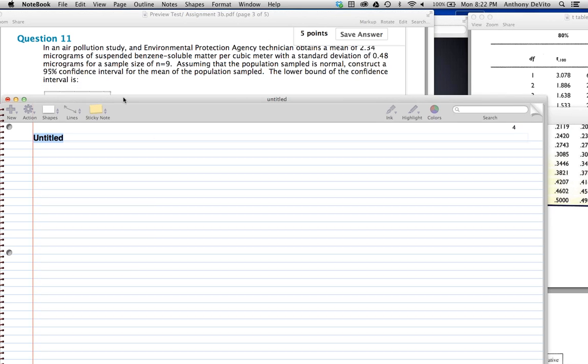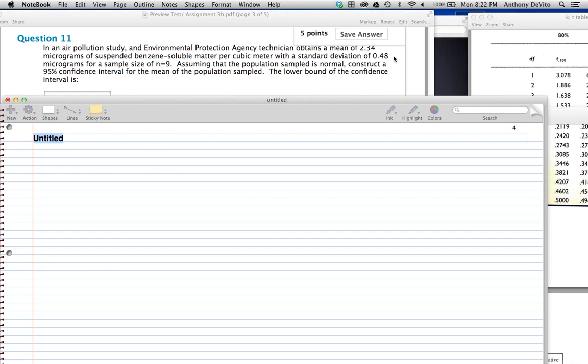Okay, so let me get my data here. So x bar is equal to 2.34. Mu, the value that I'm testing it against, is 3.0. We'll worry about that later. We're not doing that right now. The standard deviation is 0.48. And the sample size is equal to 9. So I'm going to do my confidence interval first.